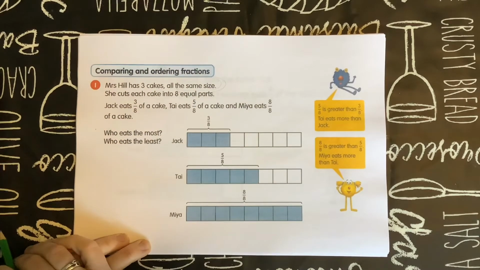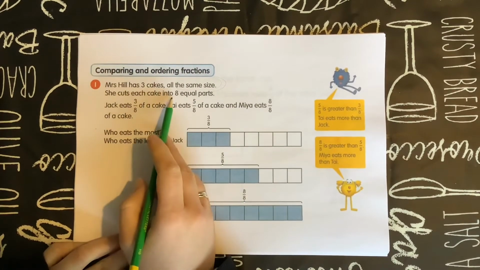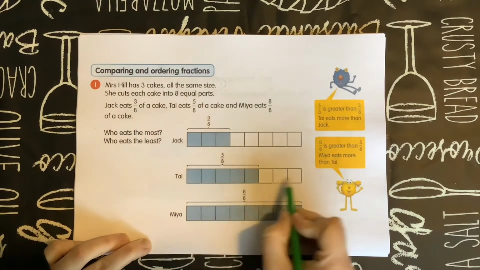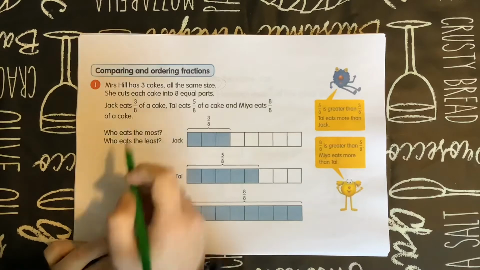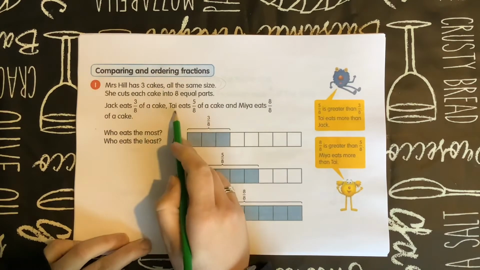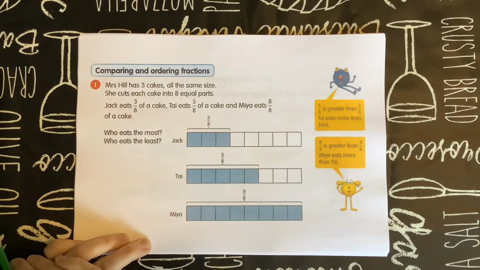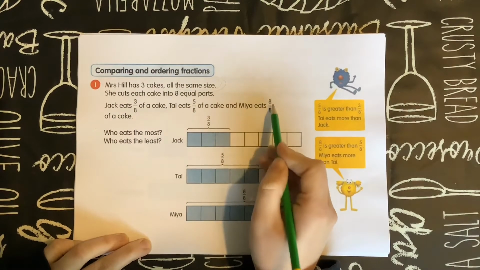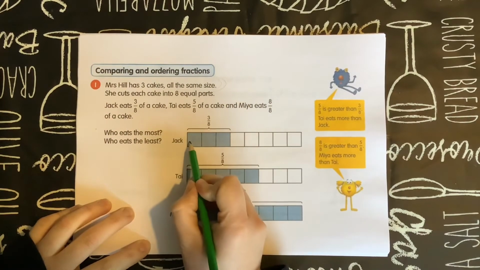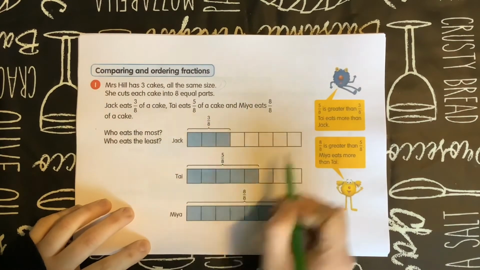The cakes are all the same. She cuts each cake into 8 equal parts. So each cake has 8 parts. It says Jack eats 3/8 of a cake, Ty eats 5/8 of a cake, and Maya eats 8/8 of a cake. So this is Jack's cake and he has eaten 3 out of the 8 parts.